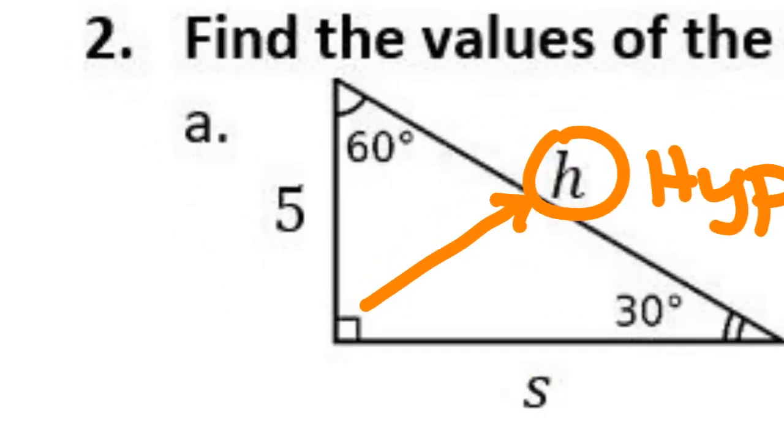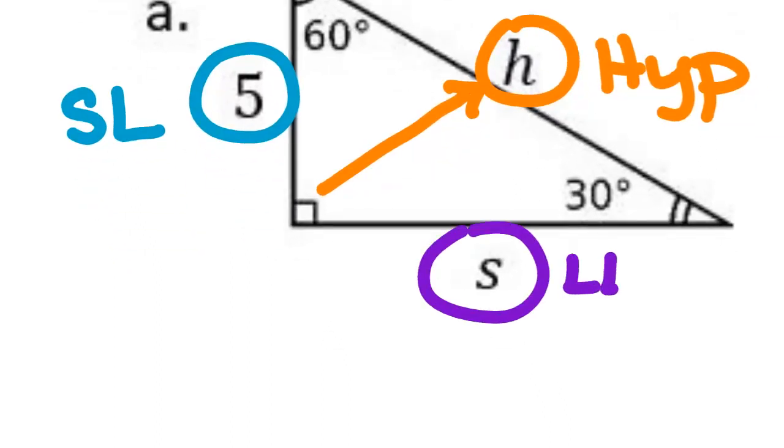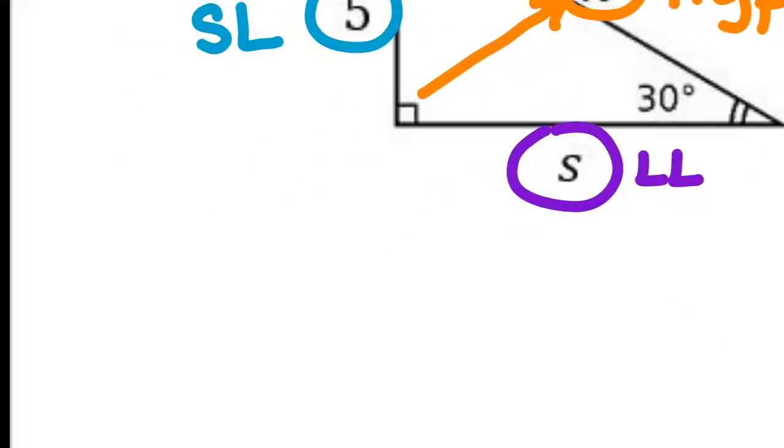So then which leg would be my short leg? 5 is my short leg. Which means S is what? Yep. That is the long leg, LL. So short leg, long leg, hypotenuse. We need to find the length of the hypotenuse and the length of the long leg.